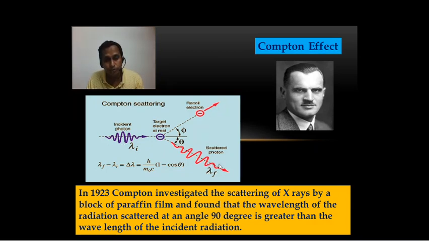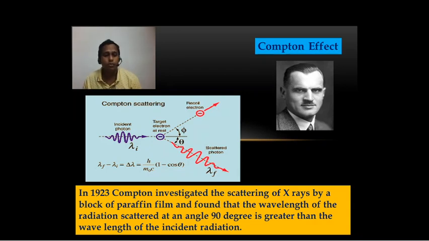The scattered photon frequency is less than the incident photon frequency. Then the scattered photon wavelength is greater than the incident photon wavelength, because frequency and wavelength are inversely proportional. So the scattered photon wavelength is higher than the incident photon wavelength, while the scattered photon frequency is less than the incident photon frequency.